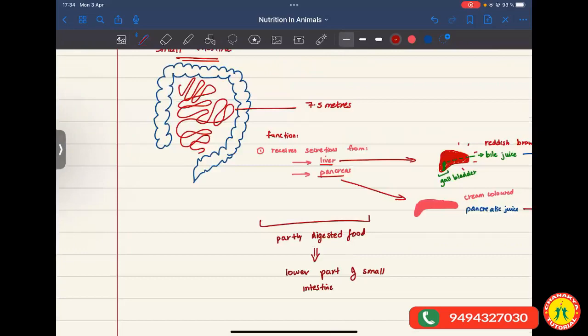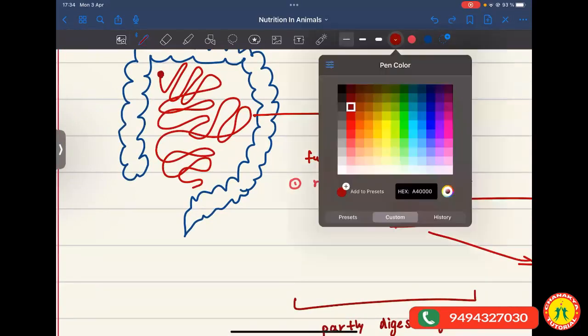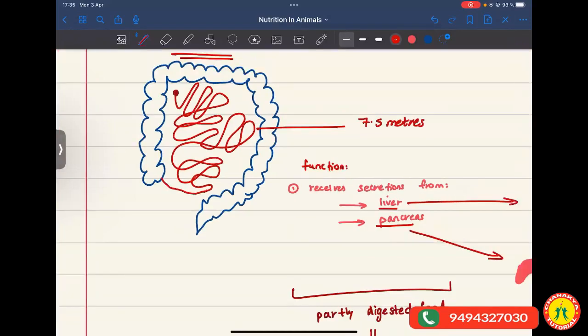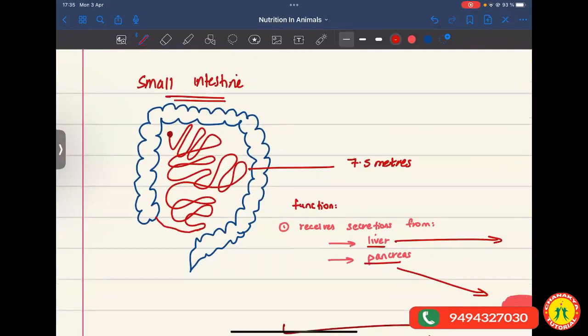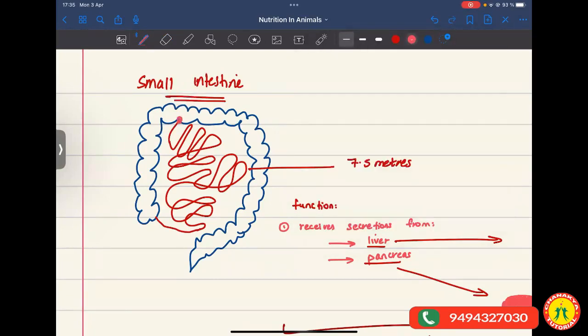So actually this small intestine, you can see this is the starting point. This is the ending point. Actually, it should come somewhat like that. This starting point is actually not here. You know, from the stomach only it enters, right? Okay, maybe the stomach is somewhere above. So the starting point is here and the ending point is here. Here it goes to the large intestine. All right.